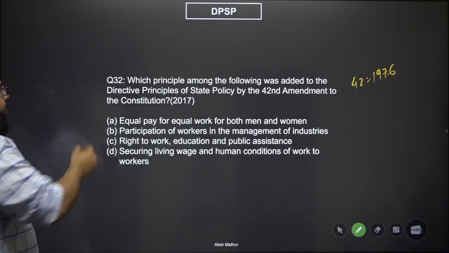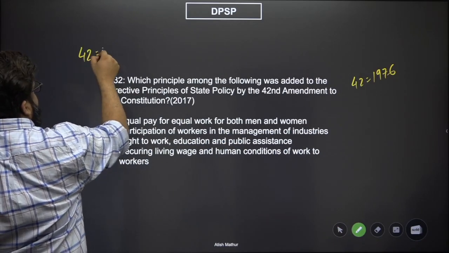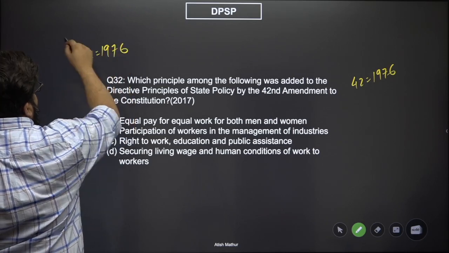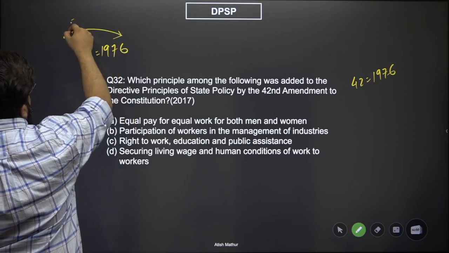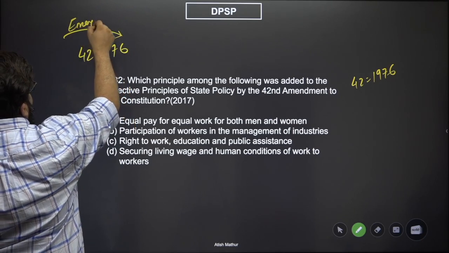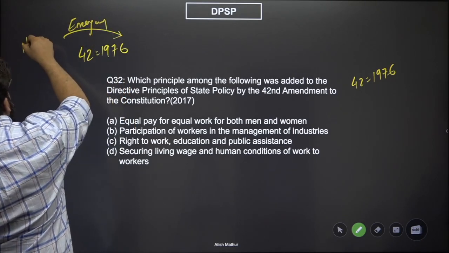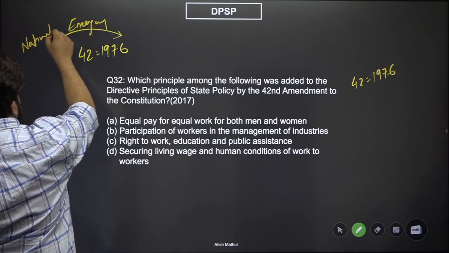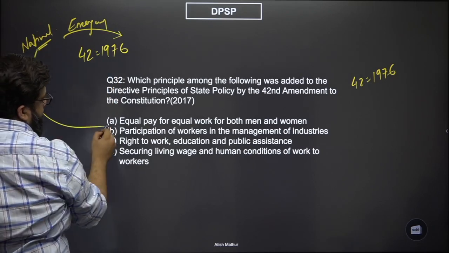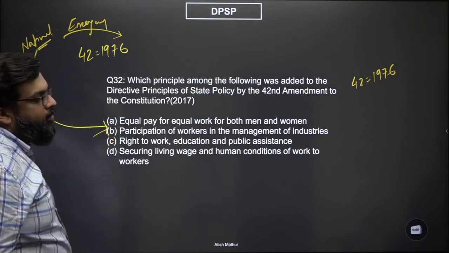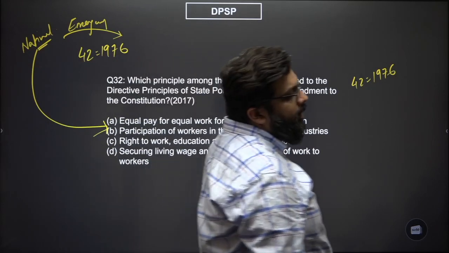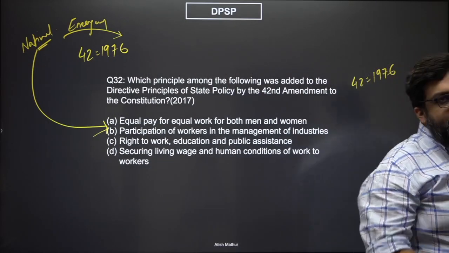Now, it is very difficult for people to remember what was added under what amendment, but let's think about it. If the 42nd Amendment was in 1976, and 1976 is usually called the Emergency Amendment, what immediately preceded the emergency was nationalization of industries, and the closest that comes to nationalization is participation of workers in the management of industries. This is tough, this is a fluke.